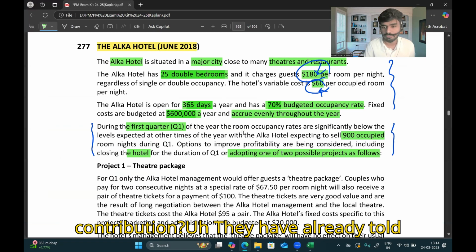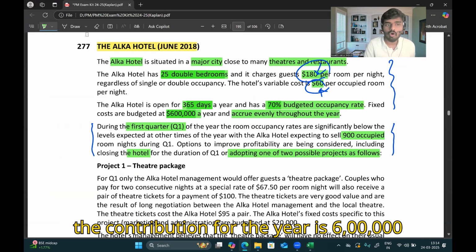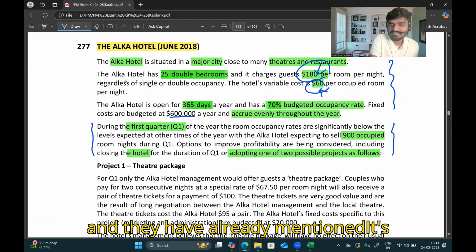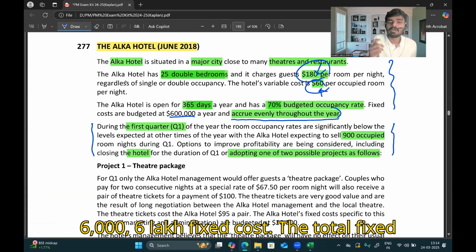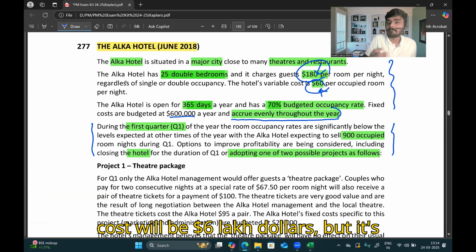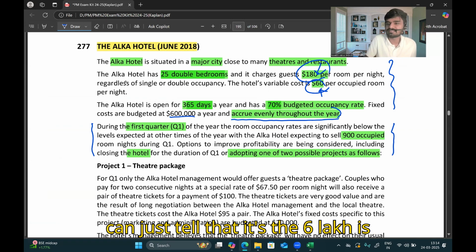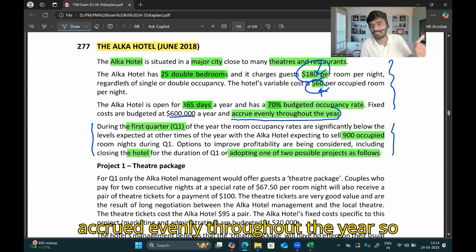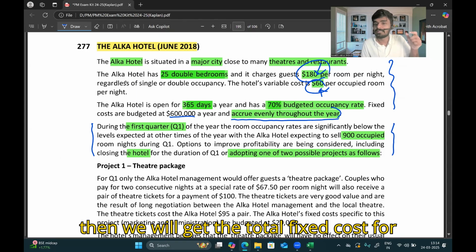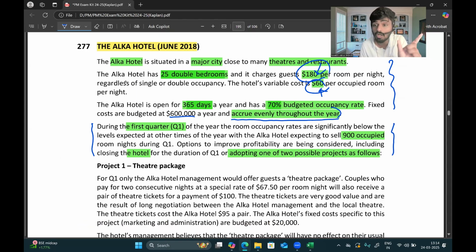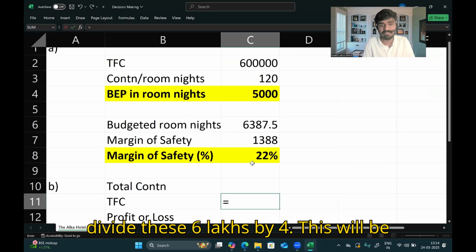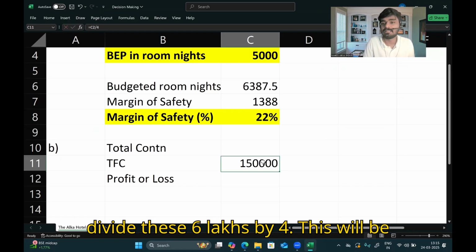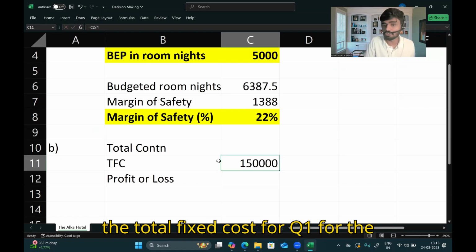So how do we get total contribution? They have already told us the fixed cost for the year is 6 lakh, and they have mentioned it accrues evenly throughout the year. Sorry, it's not 6,000, it's 6 lakh. Since the 6 lakh accrues evenly throughout the year, we can simply divide 6 lakh by 4. Then we will get the total fixed cost for quarter one.